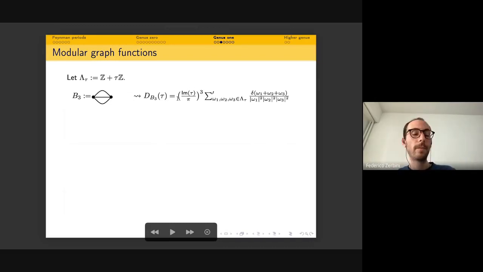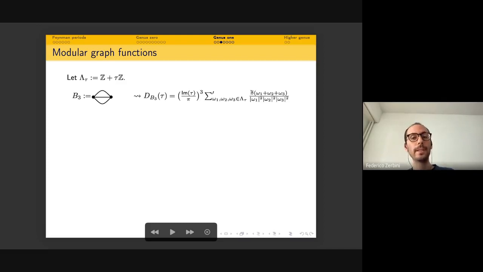And the function is defined in the following way. So you take, well, 3 copies of Im tau over pi, which is due to the fact that you have 3 edges. And then the sum over 3 vectors in this lattice Z plus tau Z, omega 1, omega 2, omega 3. You want them to be different from 0. And you consider their inverse second power in the denominator. So you can think of all of these omega i's as associated to one of these edges.